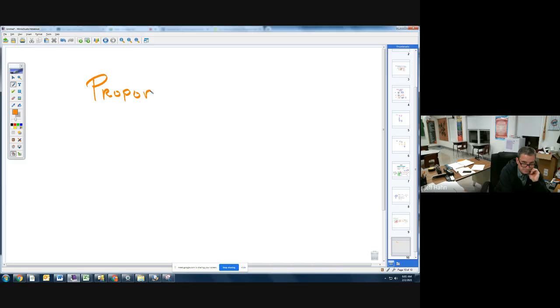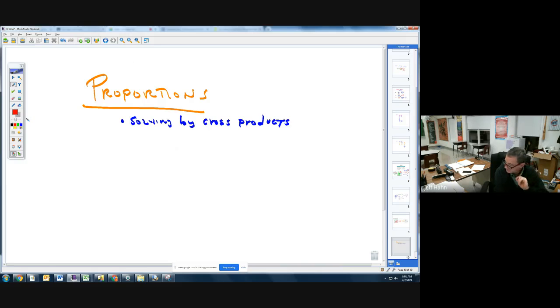Proportions. And the little subheading under this is solving them by cross products, which might make you cringe and say, what in the world is that? Let's turn the Wayback Machine a little bit back and look at this problem here. Let's start with what we know about proportions or equal fractions.